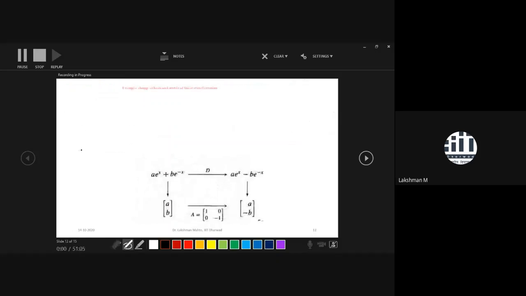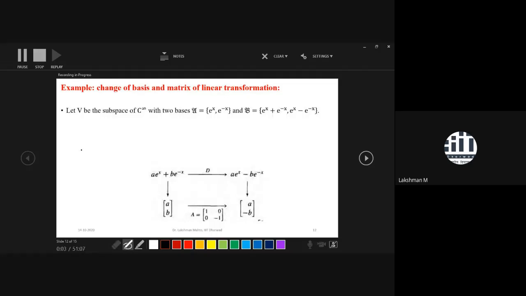I will take one example, then things will be much clearer. Here I have taken a vector space V having two bases A and B, and we define a linear transformation from V to itself, which is the derivative. So we will find the matrix of this derivative transformation D from V to V with respect to the first basis and the second basis, and then we will also see the relation between these two matrices.